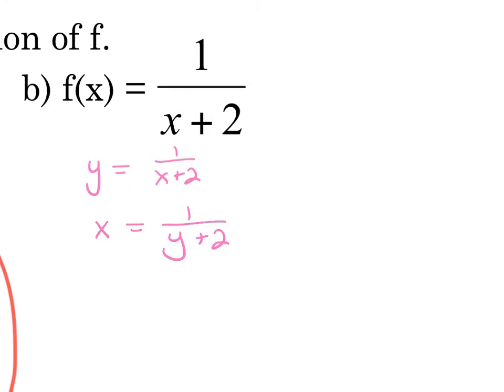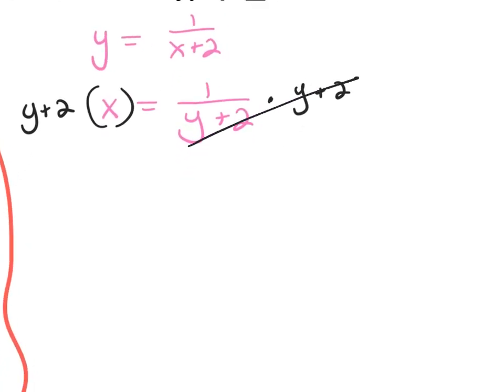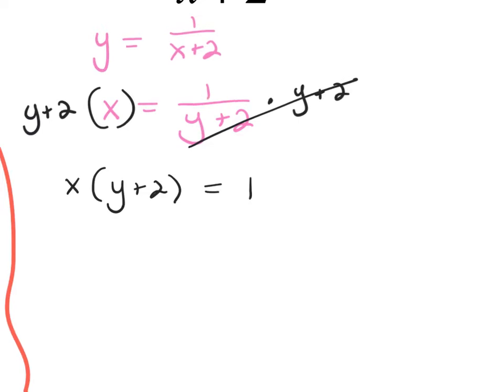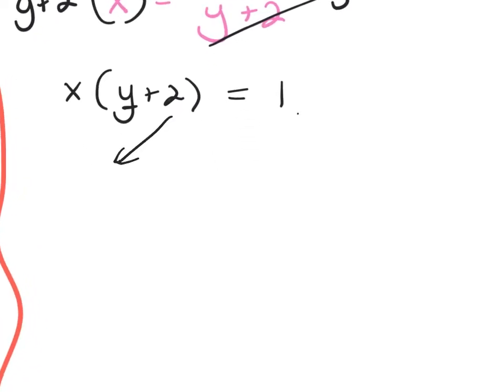I want to get rid of the variable in the denominator. I'm going to multiply both the right and the left by y plus 2. These cancel, and I get x times y plus 2 equals 1. Then I have to get this y by itself. You have two options here, and I'll work them both out. What's the next step you can take? Because there's two, technically.